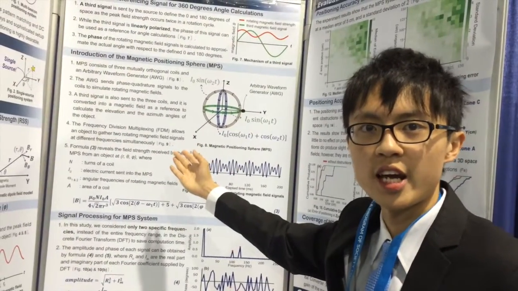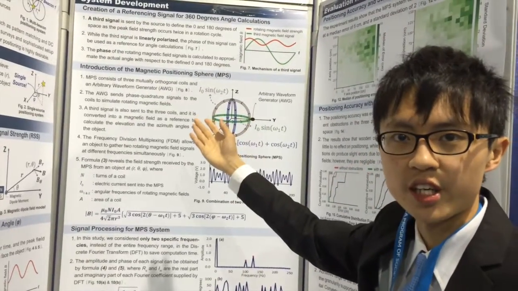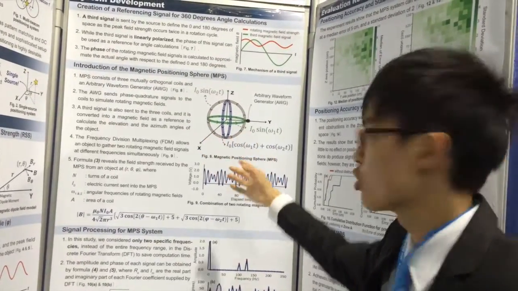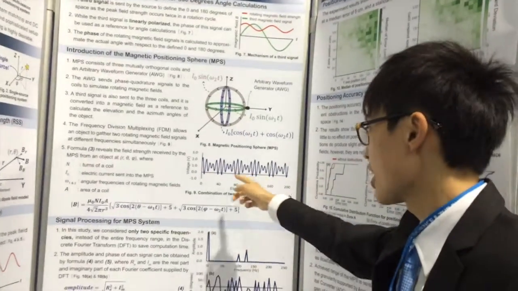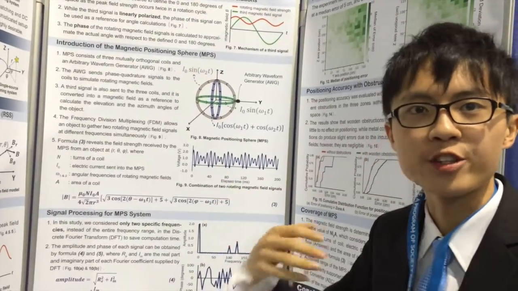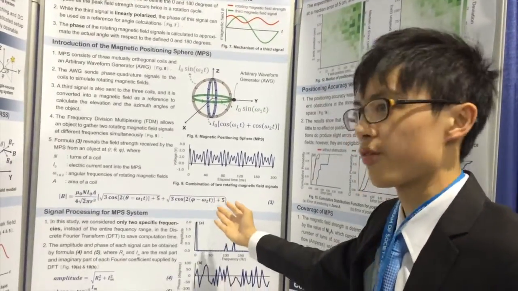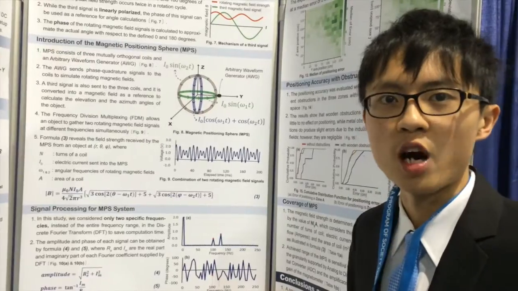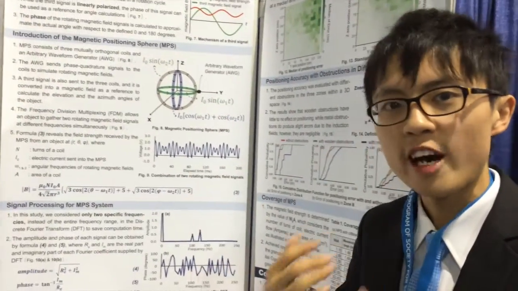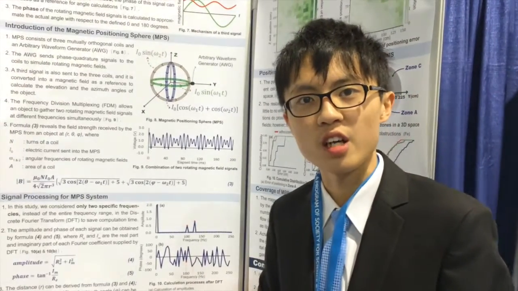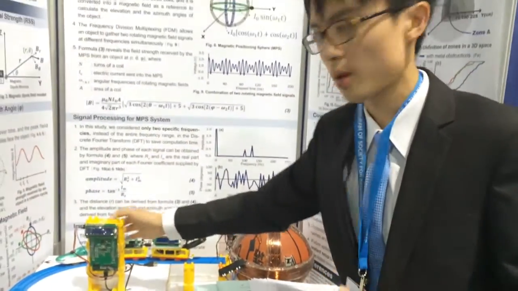Next, to calculate the elevation angle and the azimuth angle at the same time, I've combined frequency division multiplexing and introduced a brand new concept, the magnetic positioning sphere, MPS, with 3 mutually orthogonal coils, generating rotating magnetic fields in 2 different frequencies and in 2 different directions. This formula reveals the field strength model of this MPS system, and it tells us that by calculating the amplitude and phase of each signal, the position of this object can be determined.